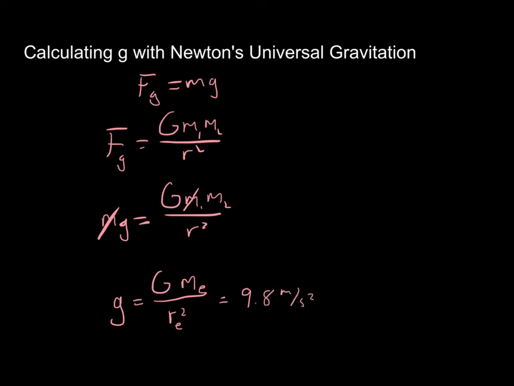But theoretically, you could do it for any planet now, because you could do, say, mass of Mars, radius of Mars for Mars, mass of Jupiter, radius of Jupiter for Jupiter. Whatever planet you're looking at, as long as you know the mass of it and its radius, you can figure out what the acceleration is on that planet.